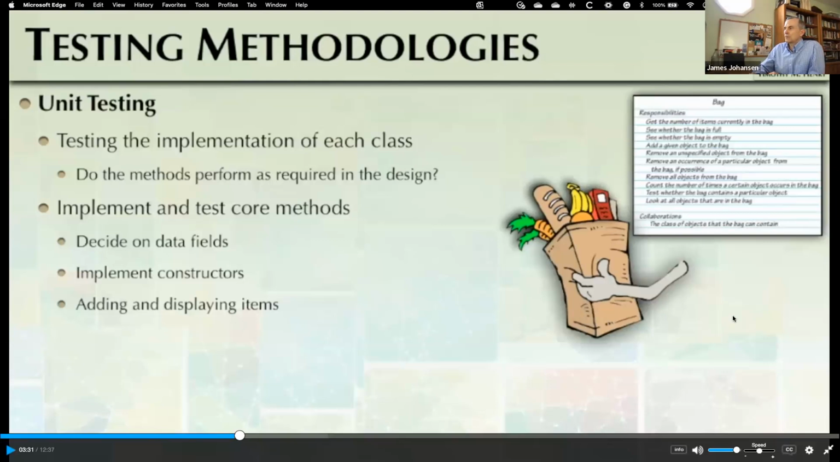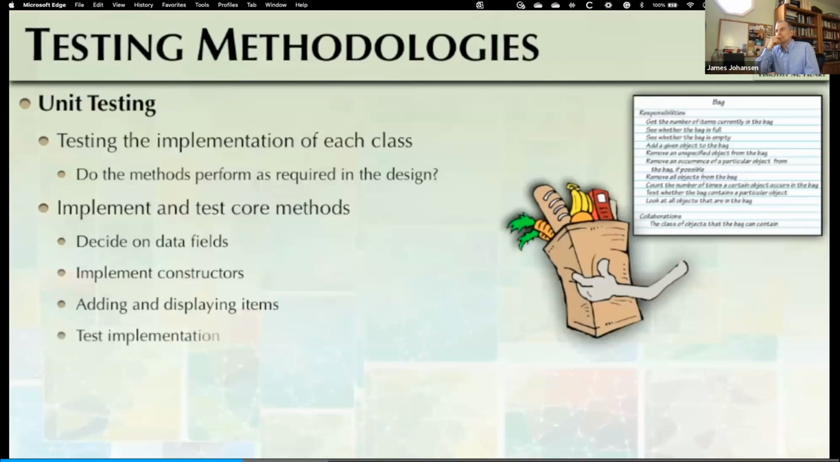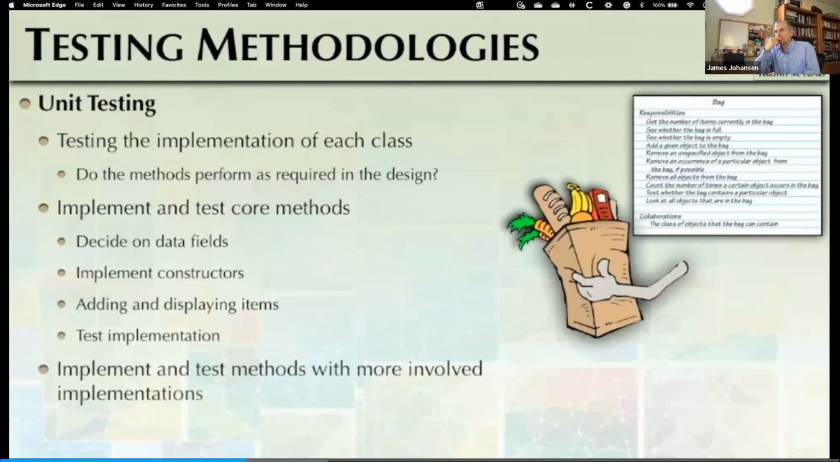Methods that provide core functionality, such as constructors and methods to add and display items. Then we test those methods before continuing. Next, we implement one or a few methods that are more involved and test those.